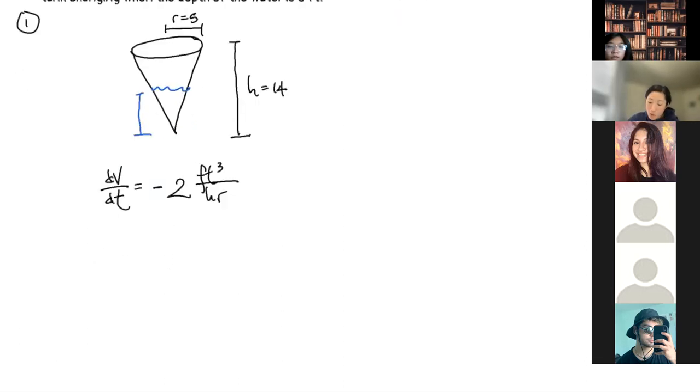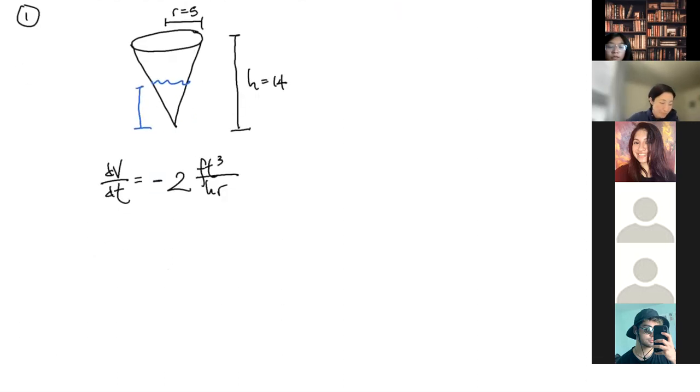Let's set up a few more things for this one. I know the base radius is 5. I know the height is 14. What is the radius right here? That little pink line, what is the radius at the pink line? Is it 5 feet? No, it's not 5 feet, right? There's no way it's 5 feet. It's going to be smaller.